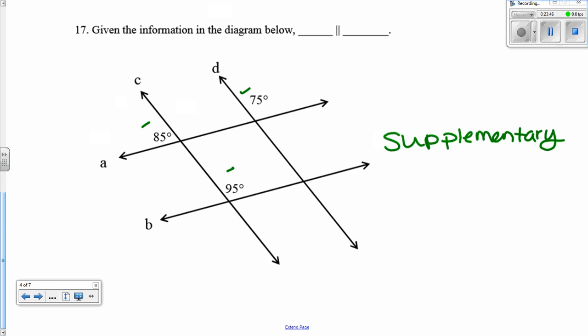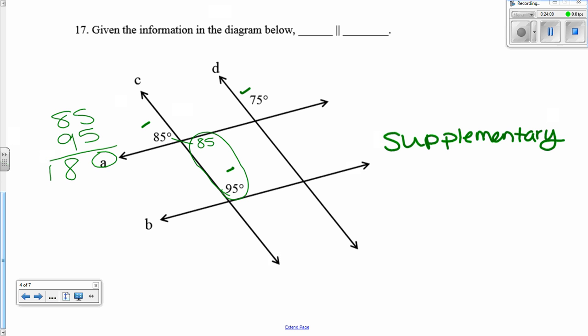If I bring this one over, this is 85. So I'm going to add these two up first. 85 plus 95 gives me 180. So I know those are my ones, those are supplementary.